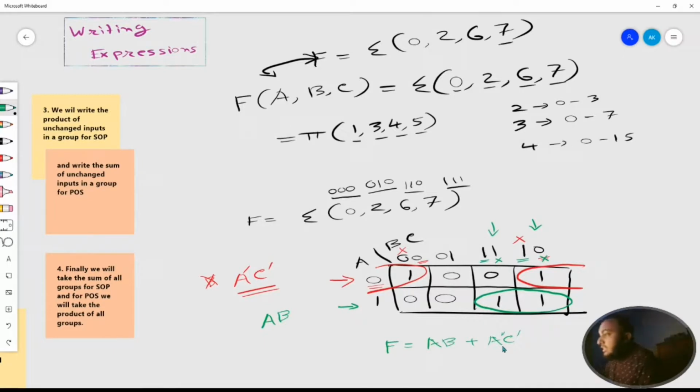Because after writing the expressions for all the groups, we need to take the sum of all the groups. So this was for the green group and this was for the red group. This is the final expression.